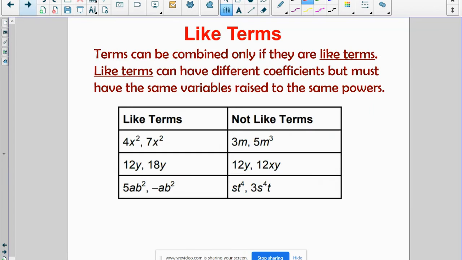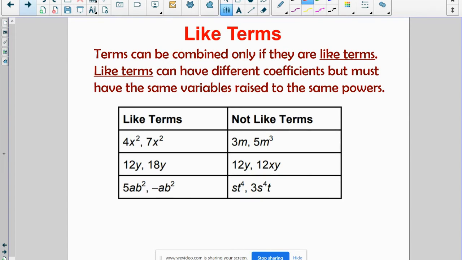Next, I want to talk about like terms. So terms can be combined only if they are like terms. Like terms can have different coefficients, which is the number in front of the variable, but they must have the same variables raised to the same powers.